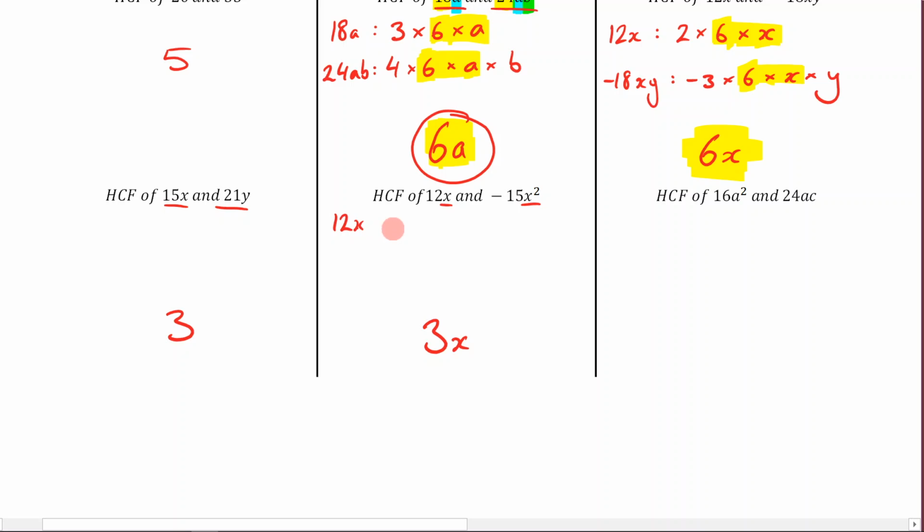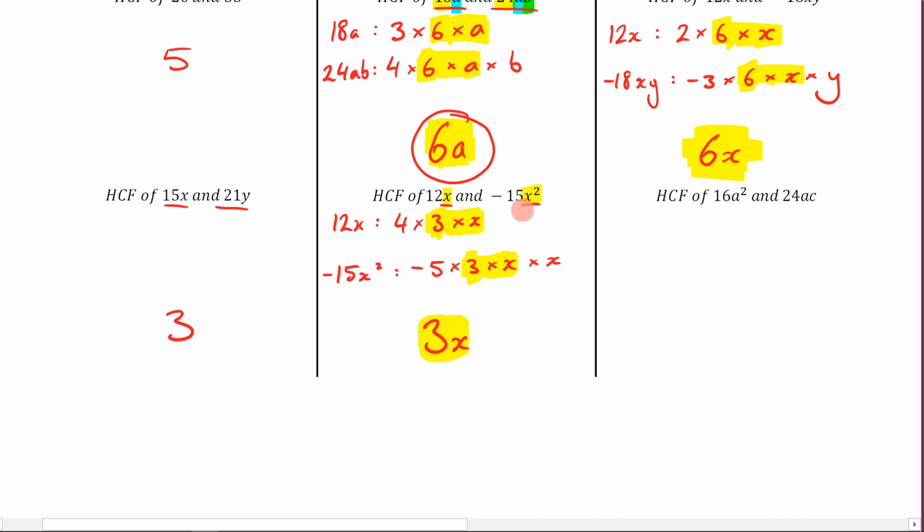If I have 12x, that can be broken down into 4 times 3 times x. And if I have negative 15x squared, that can be broken down into negative 5 times 3 times, now x squared is x times x. So that means I have 3, then I have multiplied by x, and I have this x here as well. So I have this x and this x in common. So that's why I can pull out an x into my answer there. So when you've got something squared there, make sure you're looking at it carefully because you can normally pull it out.